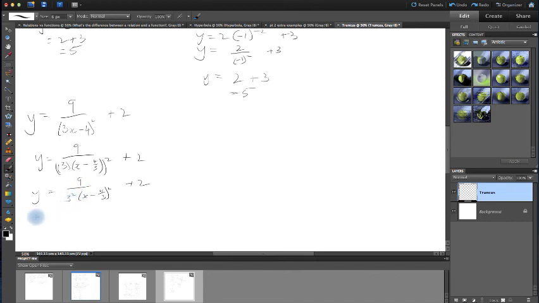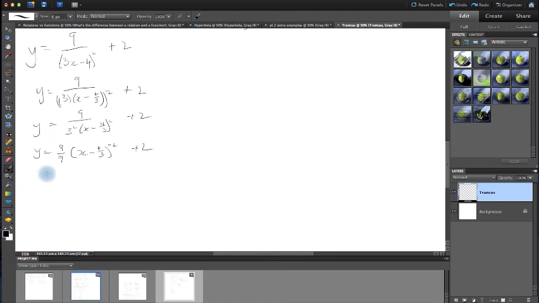So let me just write this in the other form now. I think it'll be a bit clearer. We'll have 9 divided by 9, x minus 4 on 3 minus 2 plus 2. Okay, so this gives us y equals 9 divided by 9 is 1, so we'll leave that out. x minus 4 on 3 minus 2 plus 2. And we're done. And we can see that this graph is going to be shifted to the right 4/3, and it's going to be shifted up 2.